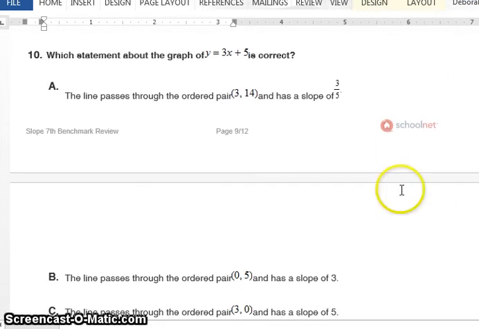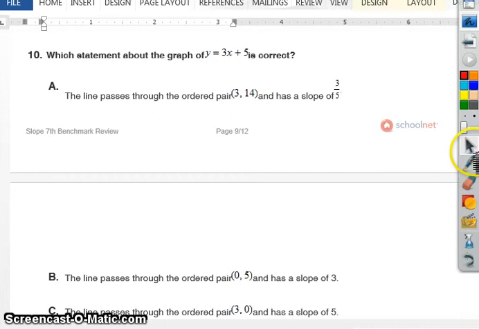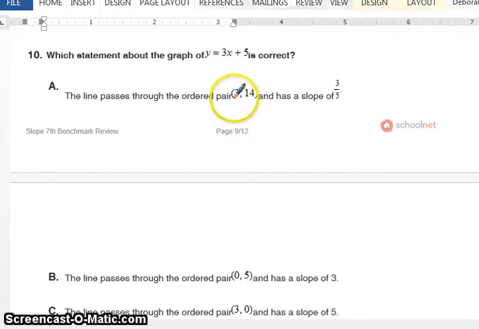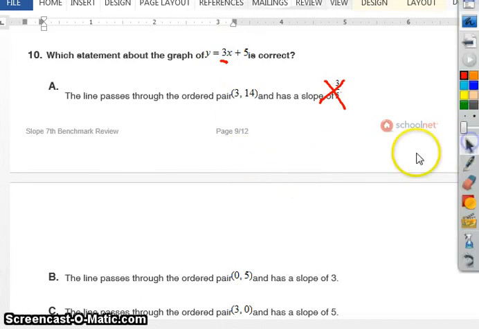Which statement about the graph of y equals 3x plus 5 is correct? Line passes through the ordered pair 3, 14 and has a slope of 3 over 5. It does not have a slope of 3 over 5. The slope here is 3. So let's look at the rest of these choices.